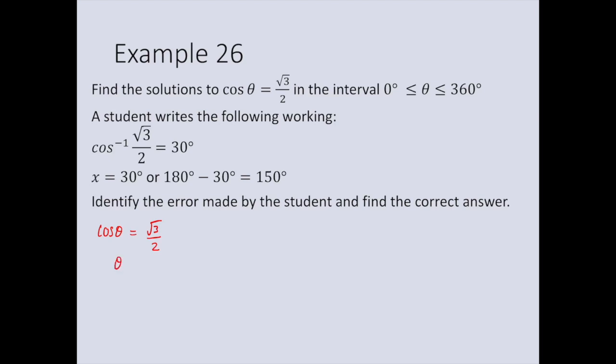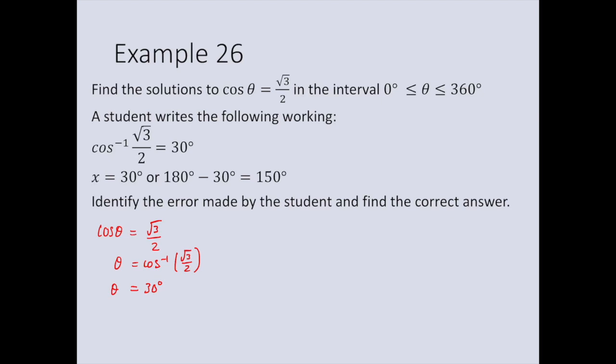So theta will be arc cos root 3 over 2. Hopefully you can remember that, but if not, you can put it into your calculator. You should get theta is 30 degrees. That's our principal value.